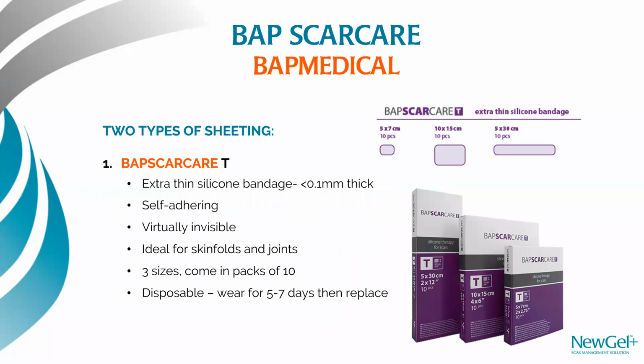So it, similar to Mepiform, is more of a tape than it is really a traditional sheeting type of product. They claim that they're virtually invisible. They self-adhere. Their positioning for these products is that it's ideal for skin folds and joints, and that goes hand in hand with what we know. The thinner the product, the more flexible it tends to be.